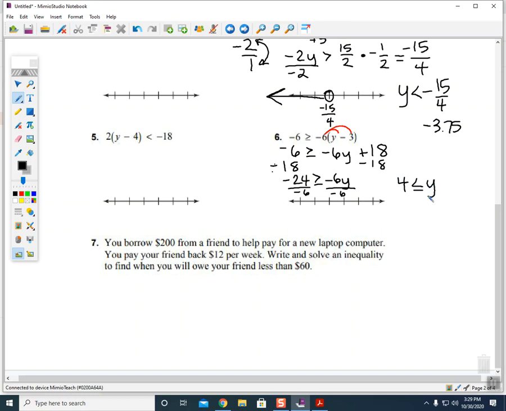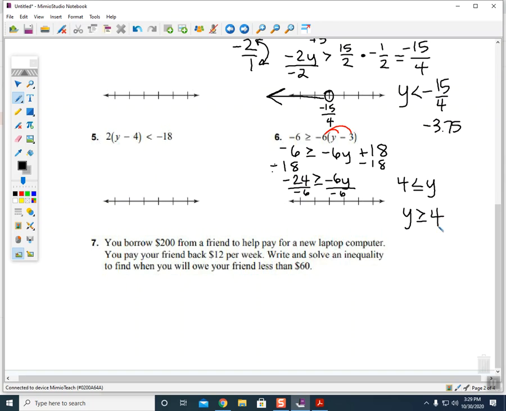Now, this is where it might get a little bit tricky because I had to flip my sign because I divided by a negative number, right? But now my variable's on the right-hand side and I'm used to it being on the left-hand side. So I can leave it like this, but we just need to remember where the bigger number is, right? So the opening of my inequality is going to open towards the bigger number. So y, in this case, is bigger than 4. So I could rewrite this as y is greater than or equal to 4.